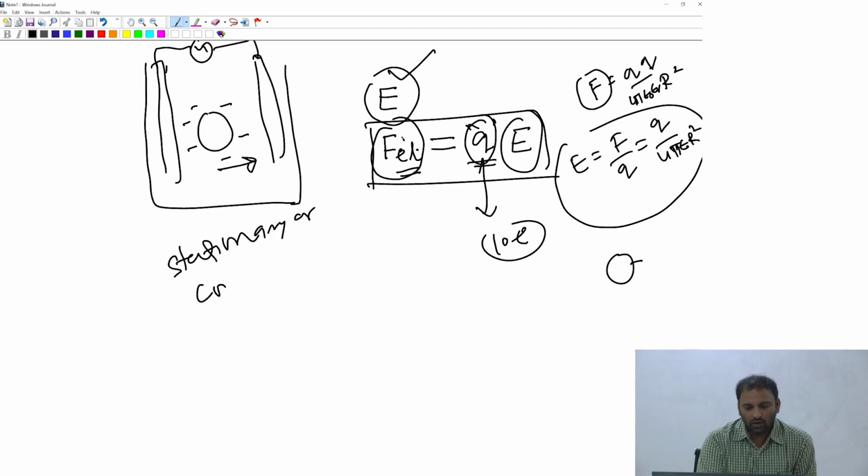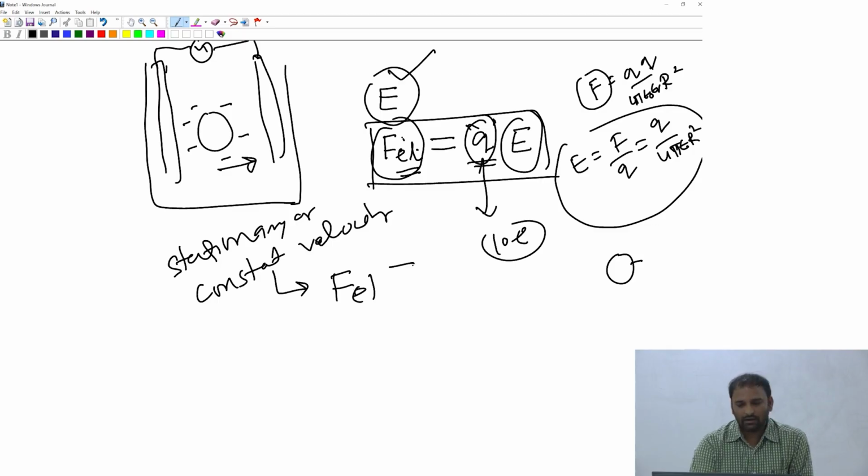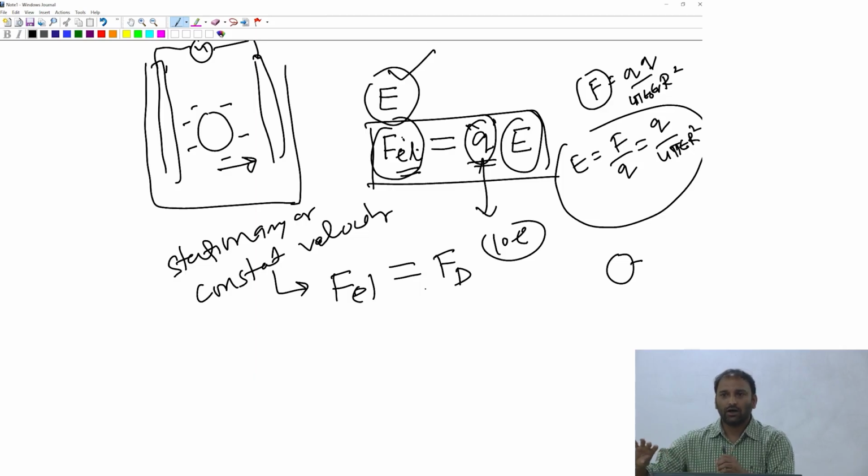stationary or a constant velocity, and that constant velocity is basically determined by the balance between F_EL and your drag force, because whenever you have a particle moving in the fluid, there is a drag force. Now the drag force basically opposes the motion. Ultimately there is going to be an equilibrium, and after that initial acceleration the particle slows down and it's going to start moving with a constant velocity.